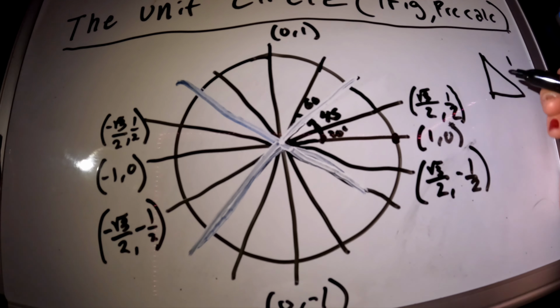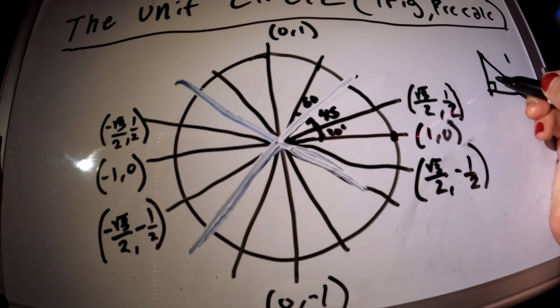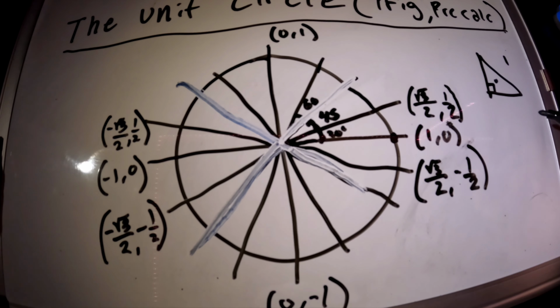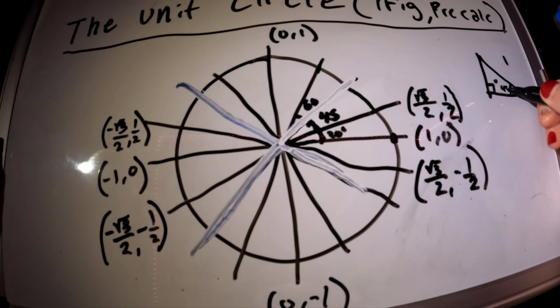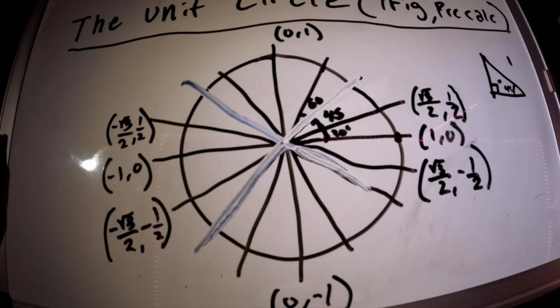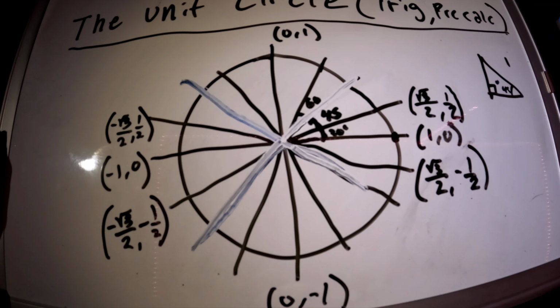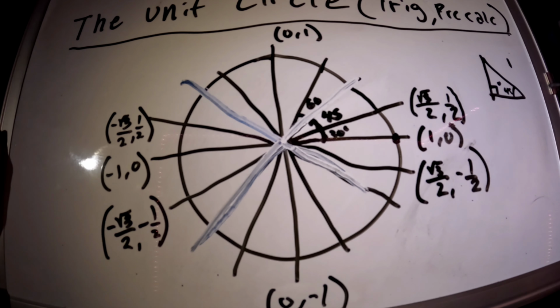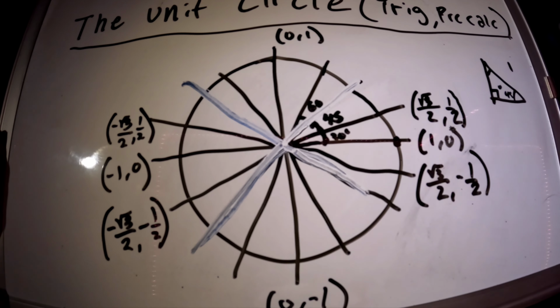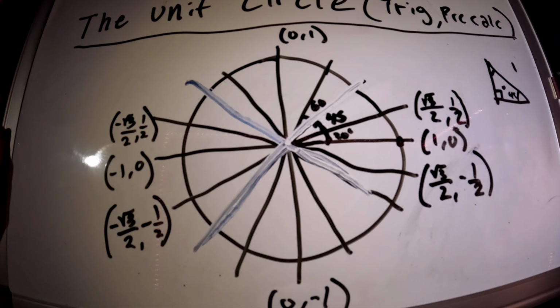So we know that's a 90-degree angle, and we know these are 45. So we know these two are going to be equal lengths. It's not an equilateral triangle, but since these two angles are both 45, it has the same type of equal relationship between these two sides.